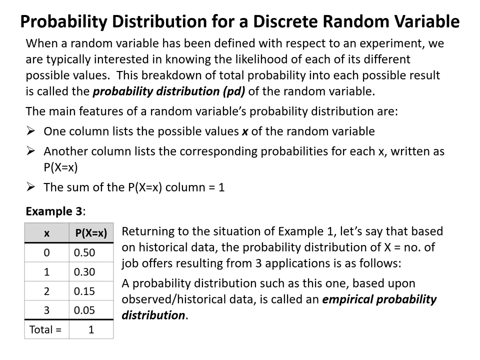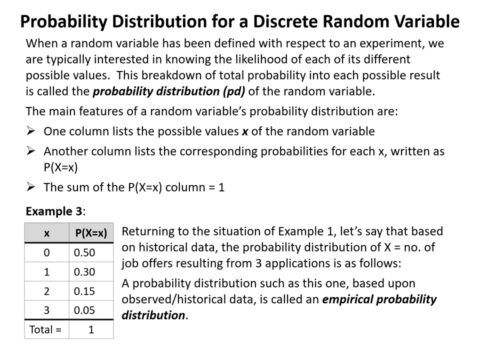Now, a very important property of all probability distributions like this is that the sum of the P(X = x) column has to equal 1. In other words, the sum of all of the individual probabilities has to add up to total probability, which is, of course, 1. So in example 3, we return to the situation of example 1.